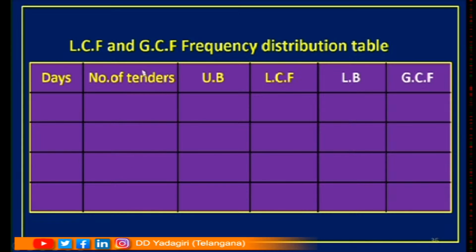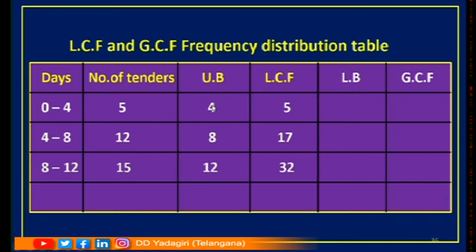So, days, number of tenders, upper boundary, LCF, lower boundary, GCF. For LCF we have to take the upper boundary, for GCF we have to take the lower boundary. Okay, children, the first class is 0 to 4, number of tenders 5, upper boundary 4. 4 to 8, upper boundary 8. 8 to 12, upper boundary 12. 12 to 16, upper boundary 16. As these are exclusive classes, limits and boundaries are the same. So, upper boundaries are 4, 8, 12, 16.